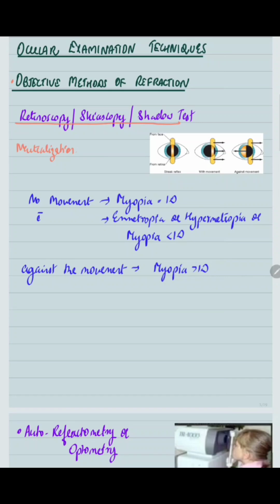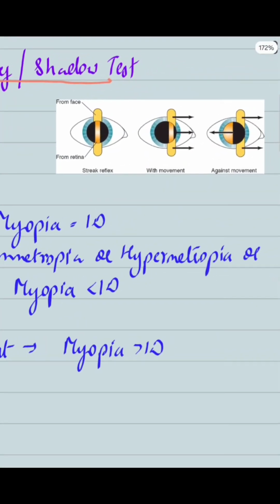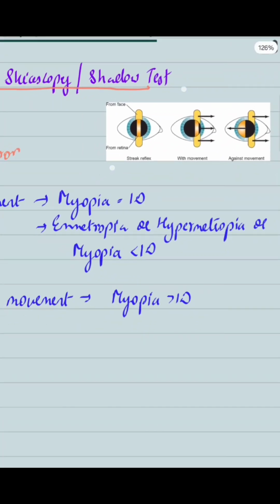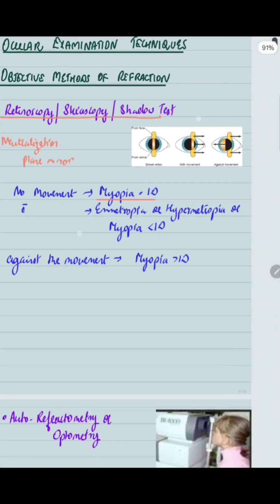Here normally a plane mirror is used. In patients with hazy media and high degree of ametropia, a concave mirror can be used, as it is more useful. Normally a plane mirror is used. We look for the movement of the red reflex when a plane mirror is used at a distance of 1 meter. If there is no movement, then it is suggestive of myopia of 1 diopter.